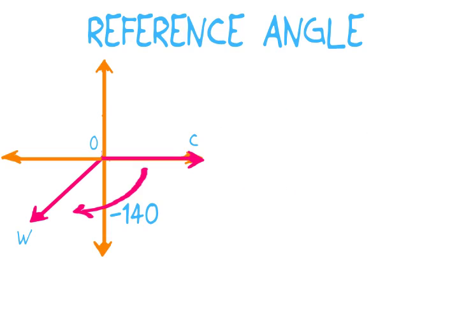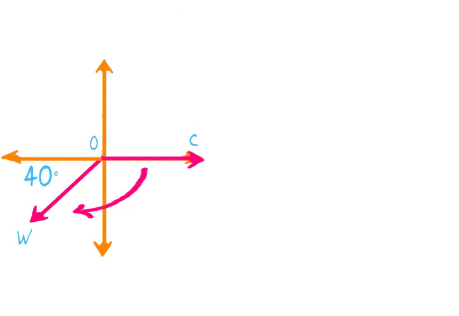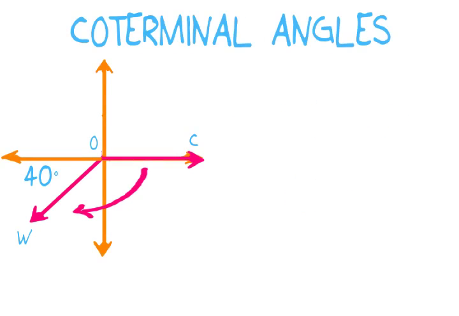In order to get the reference angle of the given angle, we apply the equation used on negative angles. So reference angle equals 180 minus 140 equals 40. The reference angle of the given angle is 40 degrees.